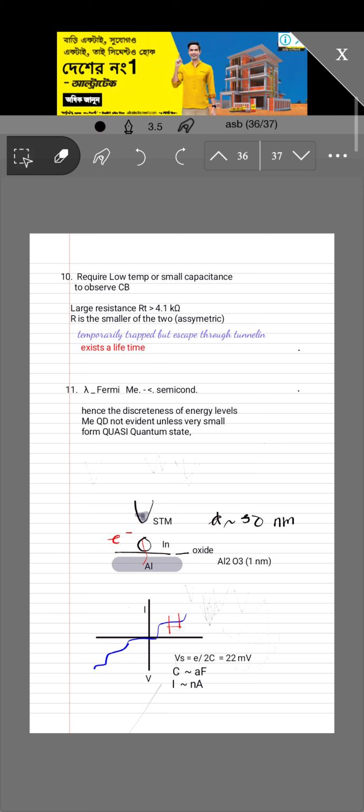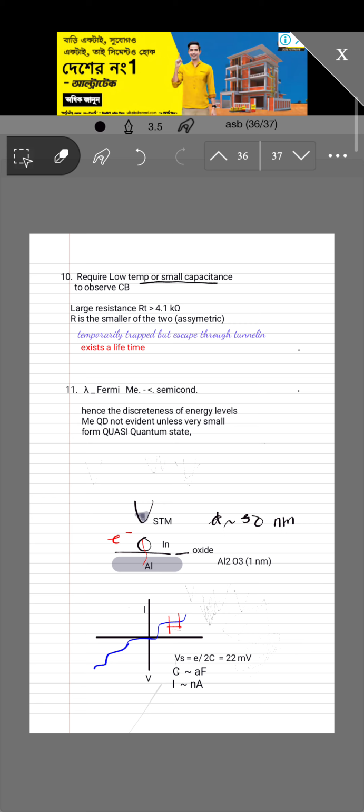Now, what we have found is that we require a very low temperature and a very small value of capacitance to observe a Coulomb blockade. On the other hand, a very large resistance is required. So we can write it in this fashion: the tunnel resistance R is more than 1.2 ohms.